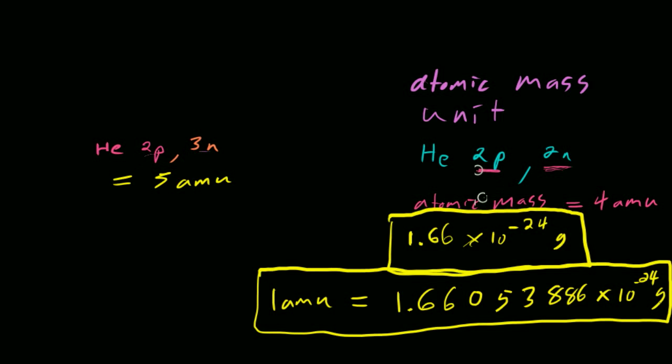In this example, we had 2 protons and 2 neutrons, so the atomic mass of this isotope of helium was 4 AMU. And this isotope, where we had 2 protons and 3 neutrons, was going to be 5 atomic mass units. So anyway, I'll leave you there.